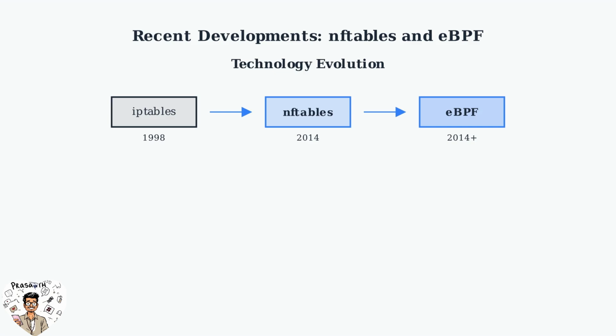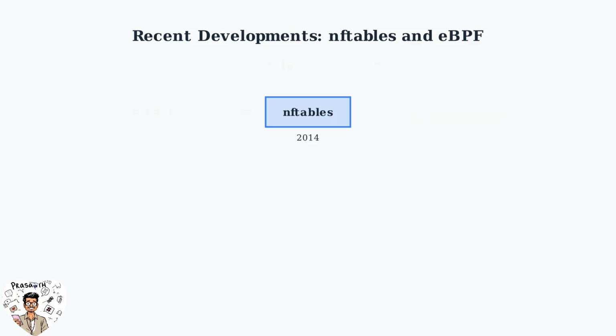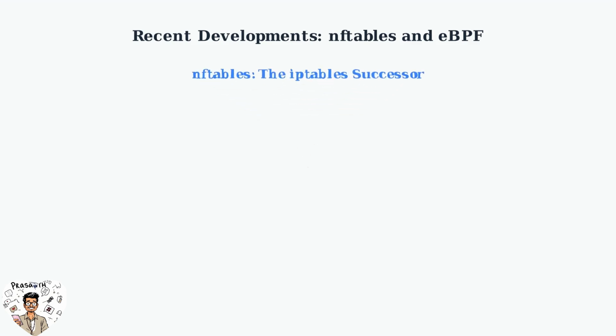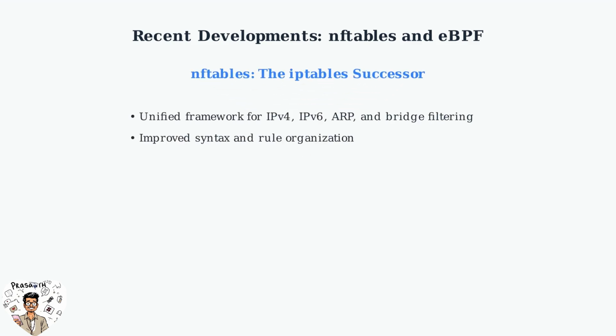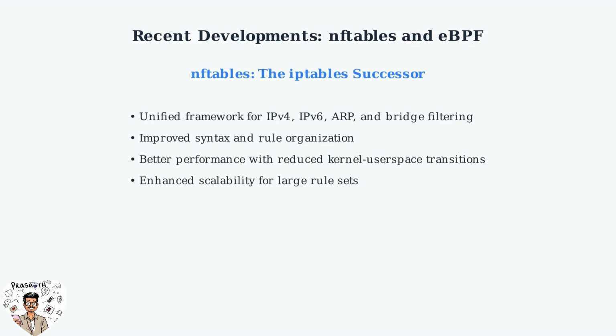Let us first examine nftables, which was designed as a direct successor to iptables with the goal of addressing many of its fundamental limitations. nftables introduces several key improvements over iptables. It provides a unified framework that handles IPv4, IPv6, ARP, and bridge filtering in a single subsystem, eliminating the need for separate tools. The architecture improvements in nftables result in better performance through reduced transitions between kernel and user space and enhanced scalability when dealing with large rule sets.